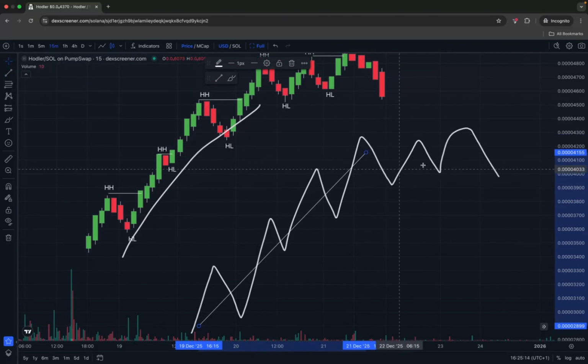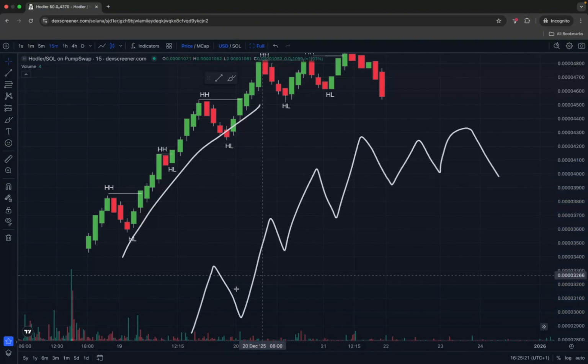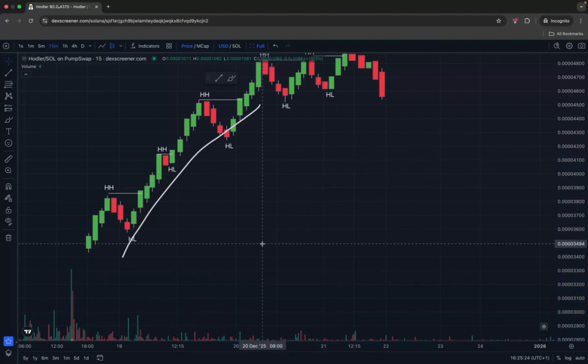When you see a price start acting choppy like this, you want to avoid it. Okay, so you want to avoid such coin. All right, so you can see this.